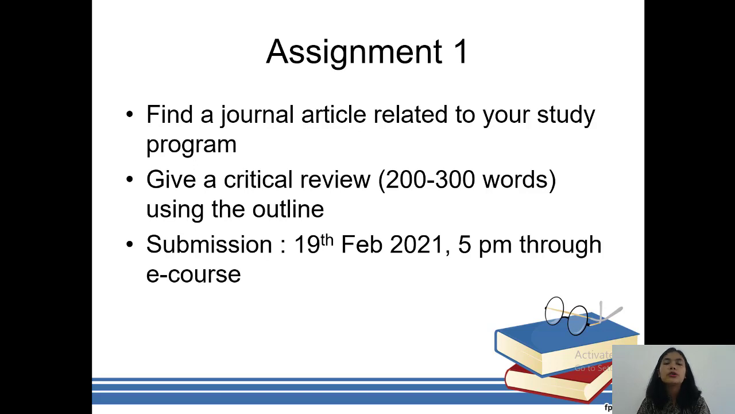The only thing I want to remind you for assignment 1 is to make sure that the journal article you are looking for is related to your study program and is updated, somewhere between 2017 and 2021. So that's for assignment 1, everyone. Again, if you have questions about this assignment, you are most welcome to ask one of us, Ibu Julie or I, for details or further information.